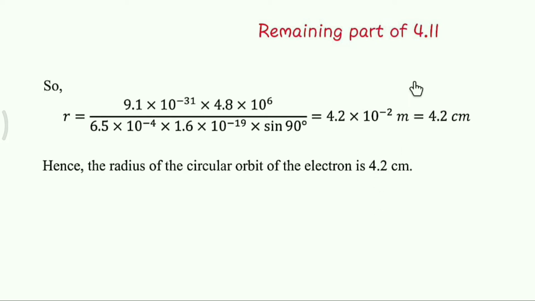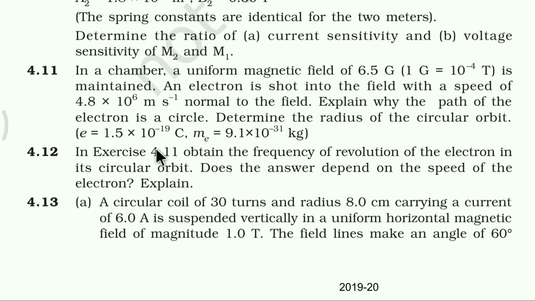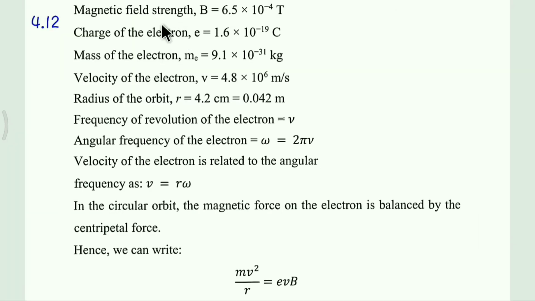Okay, now go to the next question, 4.12. In exercise 4.11, obtain the frequency of revolution of the electron in its circular orbit. Does the answer depend on the speed of the electron? Explain. Now we can see the answer to question 4.12. Magnetic field strength is given, charge of the electron is the same as before, mass of the electron, velocity of the electron, and the radius of the orbit we got from the previous question, 4.2 centimeter, converted to meter.